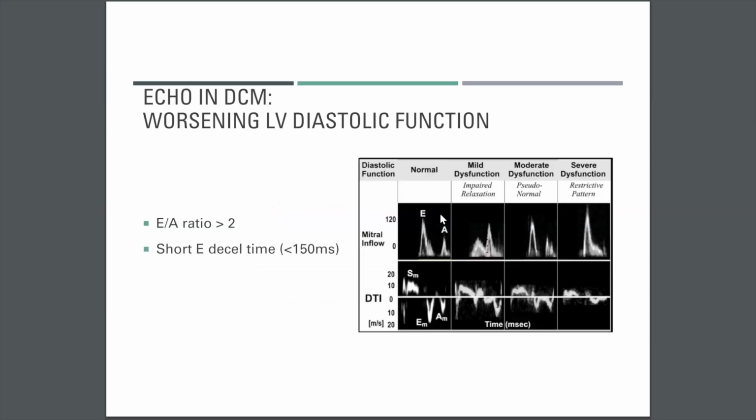And in terms of diastolic dysfunction in dilated cardiomyopathy, a lot of these patients will have significantly elevated filling pressures, and they will have severe diastolic dysfunction manifested by a restrictive pattern of filling. When we talk about a restrictive pattern of filling, we're looking at a mitral inflow E/A ratio greater than 2, and a very short mitral E deceleration time of less than 150 milliseconds.